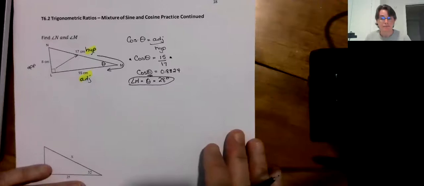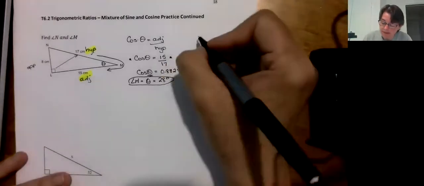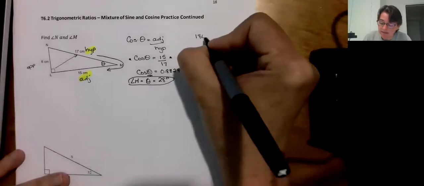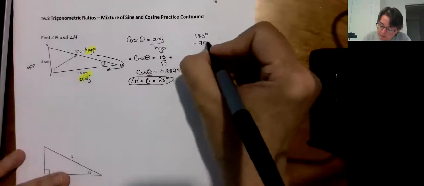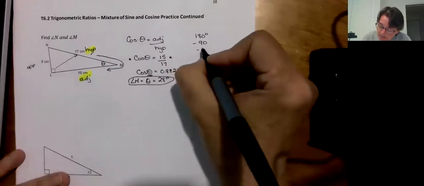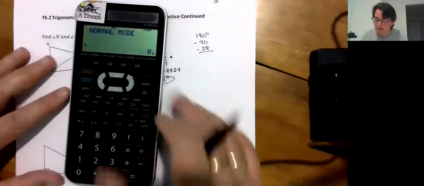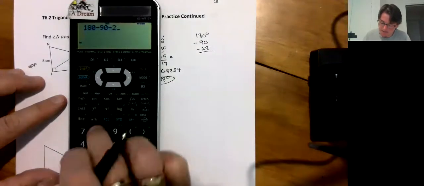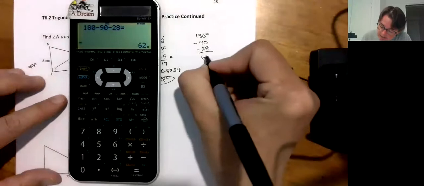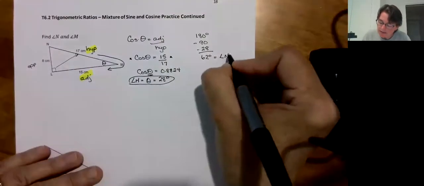Now, at this point, I'm going to show you two choices. The easiest one is recognizing there's 180 degrees in a triangle. I'm going to subtract the 90 degrees in the square corner. I'm going to subtract the 28 degrees right there. And that should give me my remaining angle. 180 minus 90 minus 28 is 62 degrees. So that's going to be angle N.